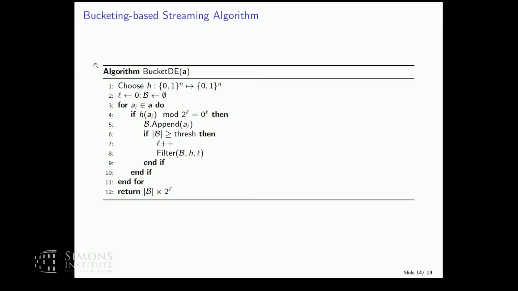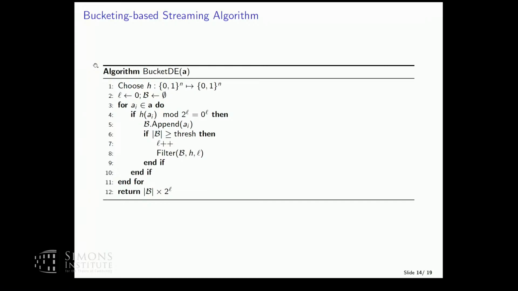Here's how it goes. We choose a hash function. We are going to maintain what's called the level, and there's a bucket. Okay, this is our sketch, level and bucket. Every time an element comes in, we check if the last L bits are all 0. If that's the case, then we add the element to the bucket. We don't want to store too many things, so if at any point the number of elements in the bucket is greater than some threshold, which is 1 over epsilon squared, we increase the level.